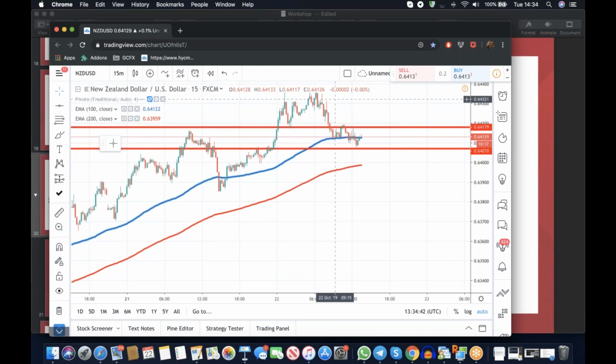and then I'll be looking at taking profits up at this high here, 0.6430, and that trade would still be valid for now, and I'd be looking at profit taking up at 0.6430.